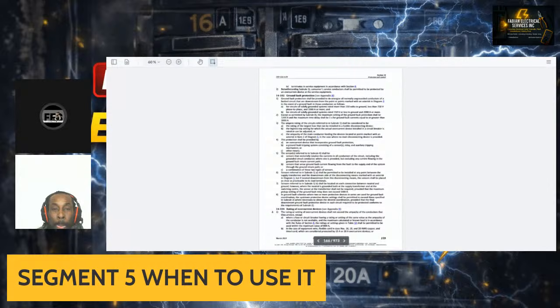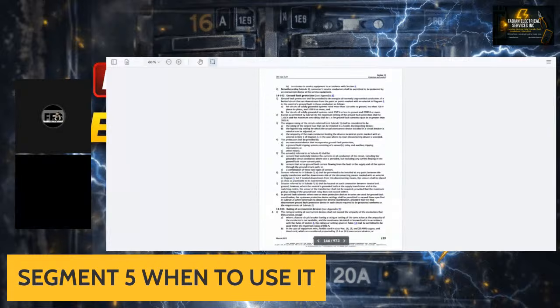The sensor referred to in Subrule 4 shall be, this is Subrule 5, 14-102, A, sensors that vectorially totalize the currents in all conductors of the circuit, including the grounded circuit conductor where one is provided, but excluding any current flowing in the ground fault returning current path.